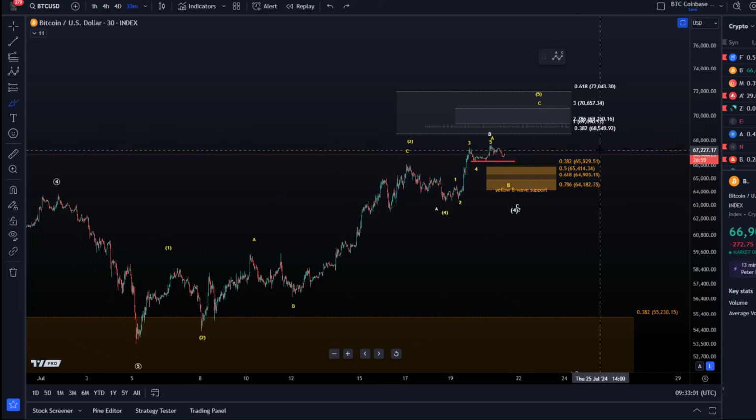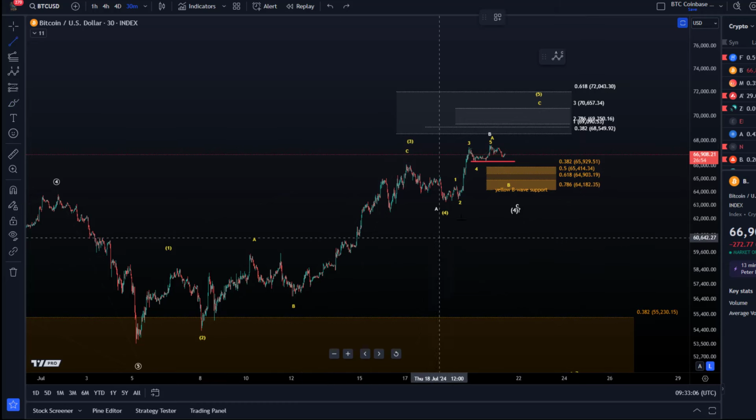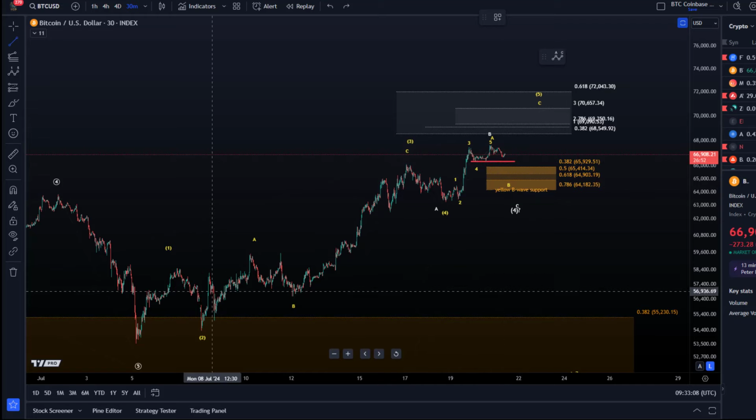$68,550. So what can we track here? Something is interesting. First of all, I mentioned to you already the wave count. Okay, 5 waves up.